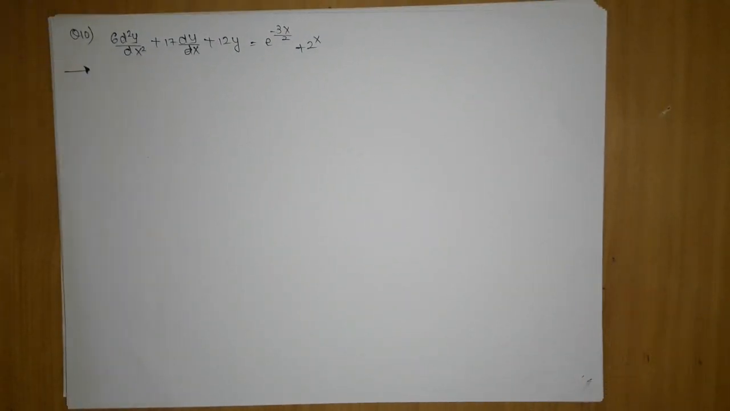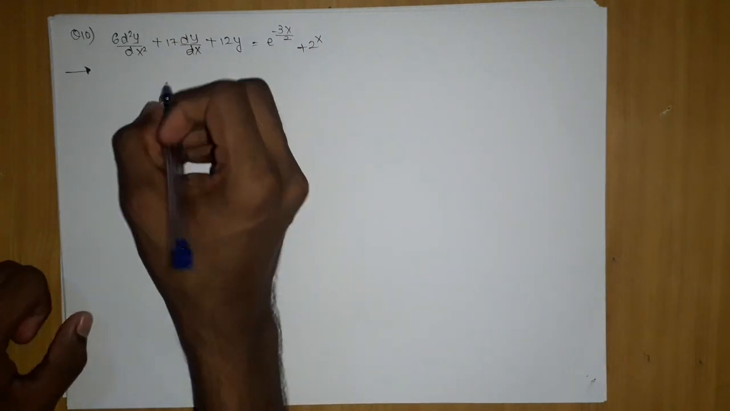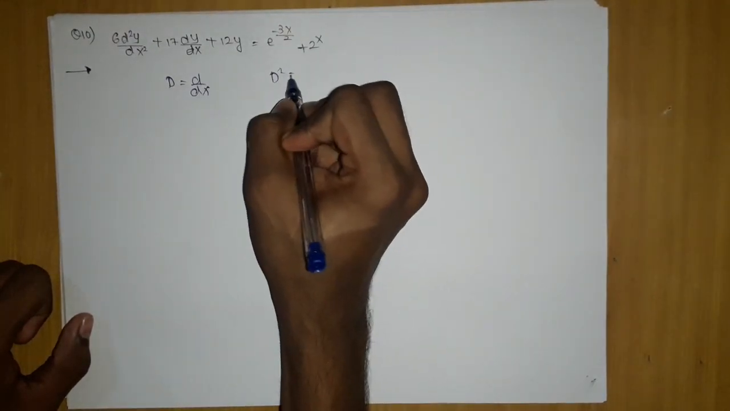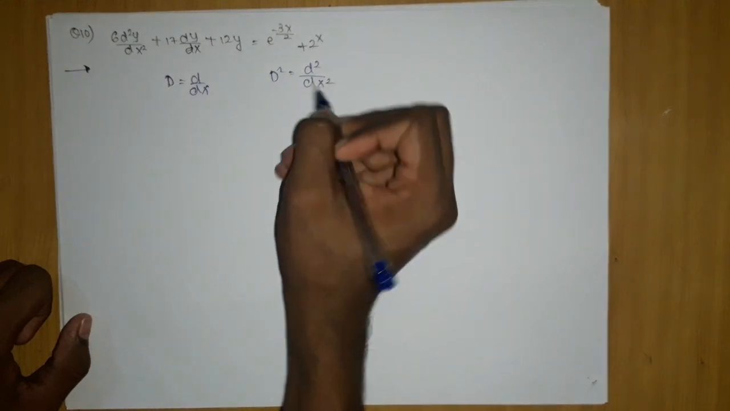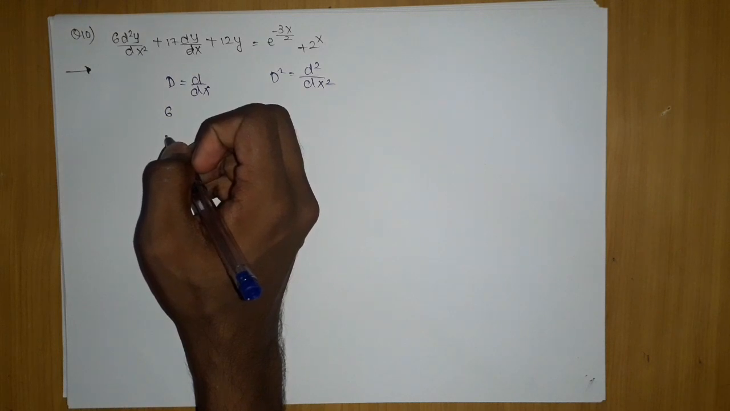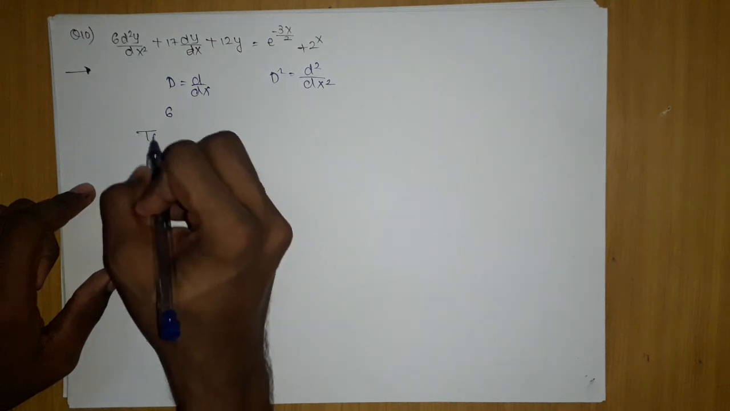The question says 6 d square y by dx square plus 17 dy by dx plus 12y equals e to the power minus 3x by 2 plus 2 to the power x. Now you know d square y by dx square can be written as d square y. Now you know the d operator is what? D by dx. So d square will be d square by dx square. So using this property we can modify this equation as follows, which will be very simple to solve.